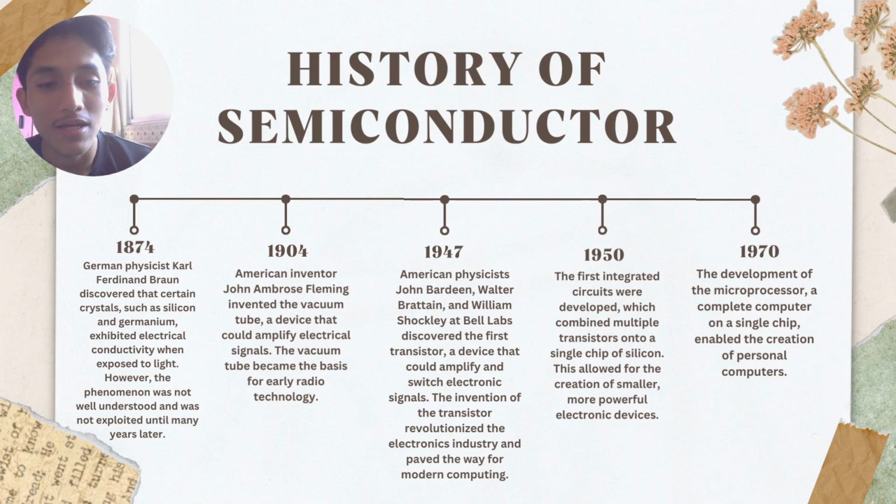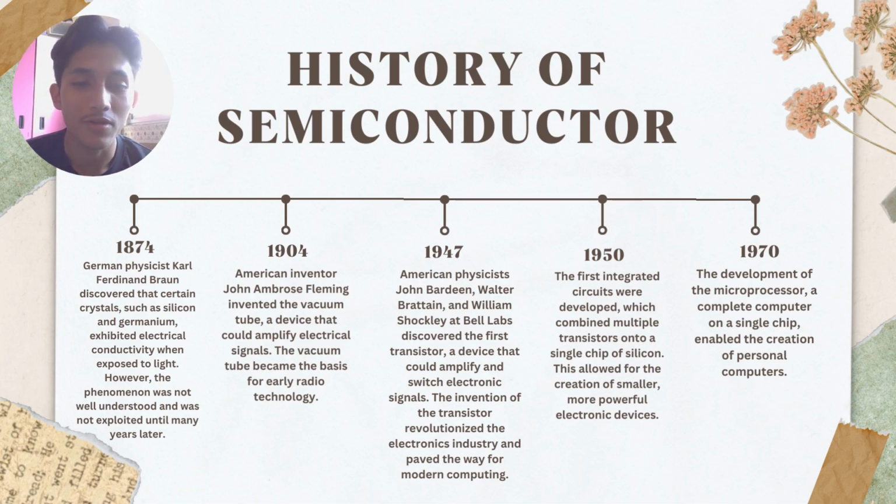Three years later, the first integrated circuits were developed, which combined multiple transistors onto a single chip of silicon. This allowed for the creation of smaller, more powerful electronic devices. Lastly, in 1970, the development of the microprocessor, a complete computer on a single chip, enabled the creation of personal computers, also known as PC.